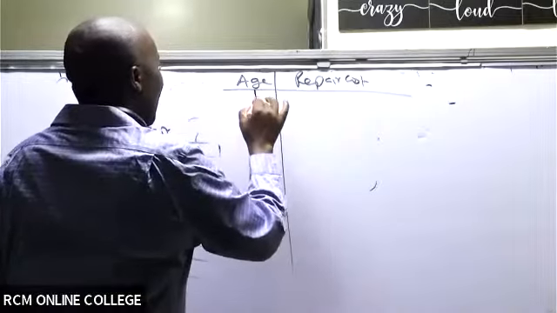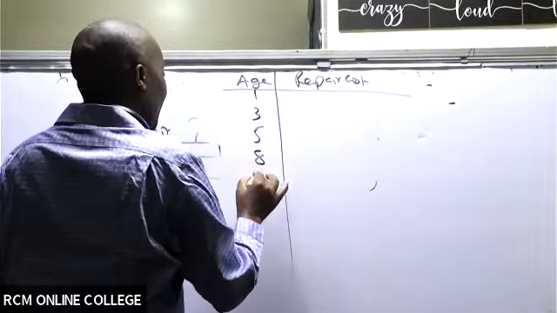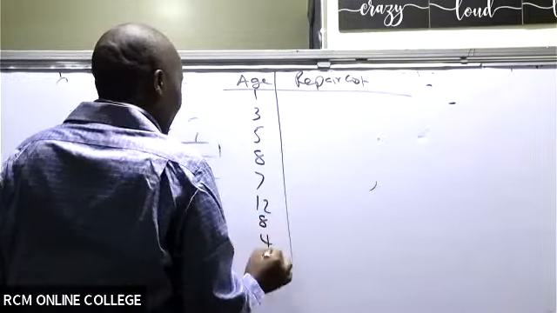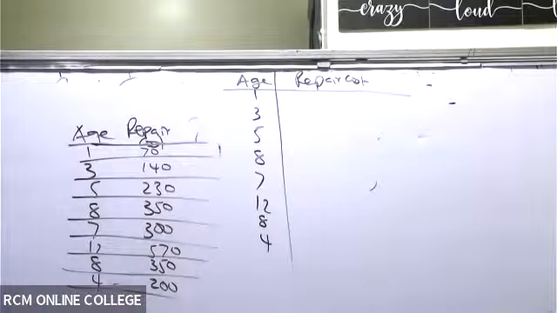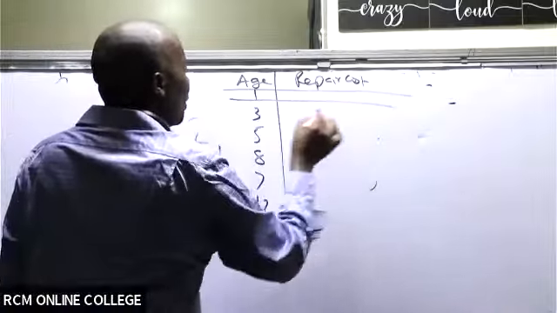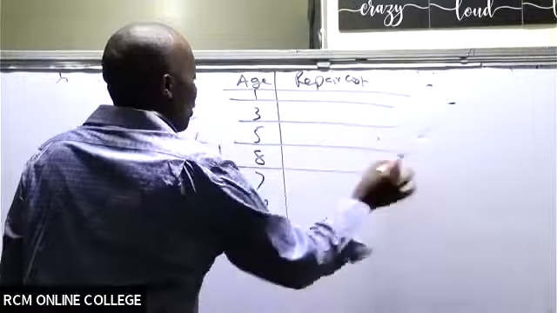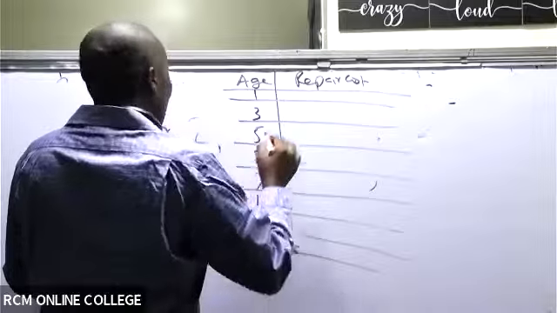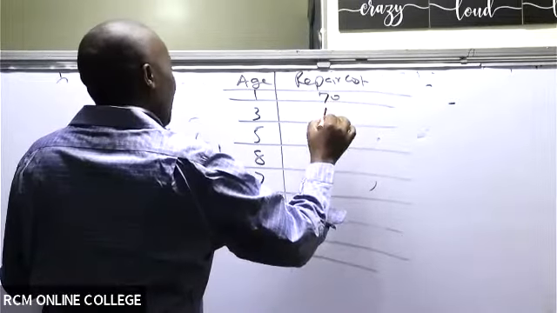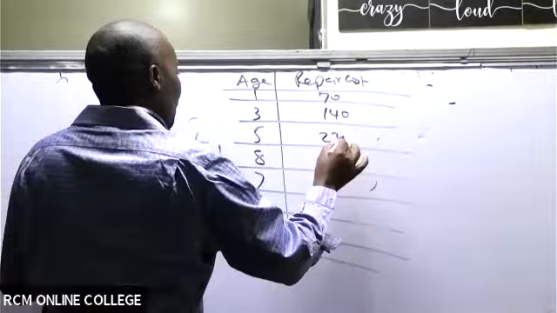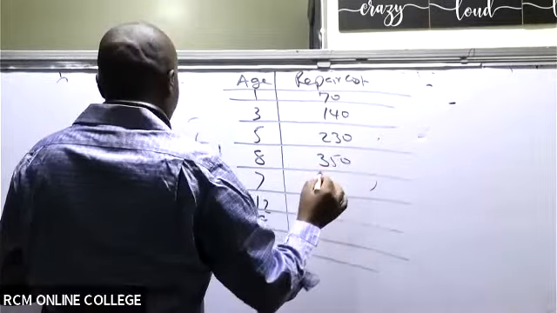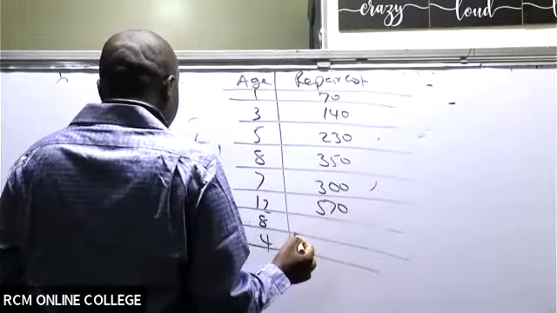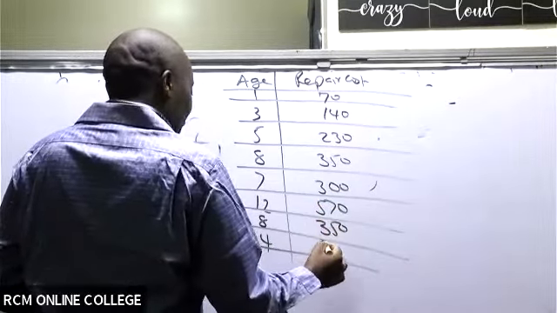So we have here 1, 3, 5, 8, 7, 12, 8, 4, 8, 4, 8, 4 like that. And then of course we have now the repair costs. The corresponding repair costs, what do we have here? I have 70, 70, 140, 230, 350, 300, then we have 570, then we have 350, then lastly we have 200.